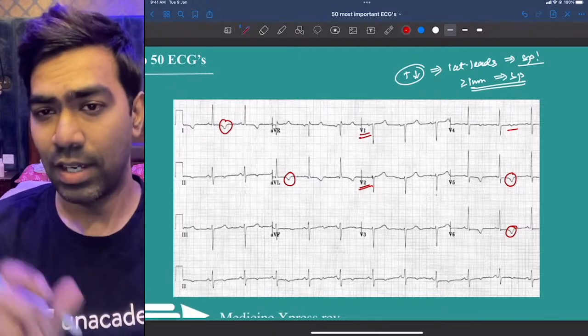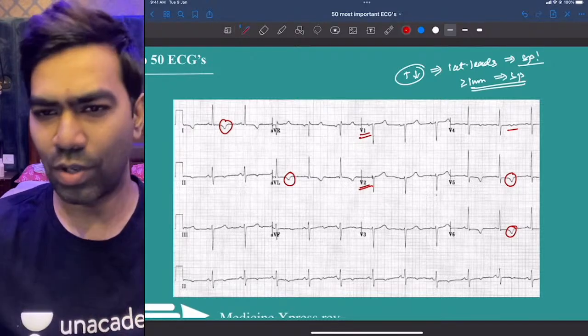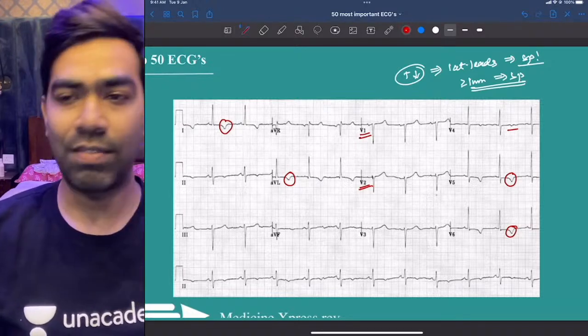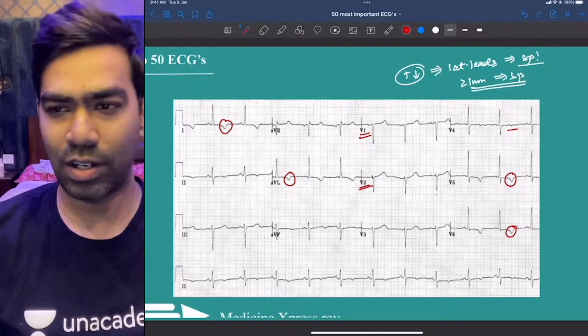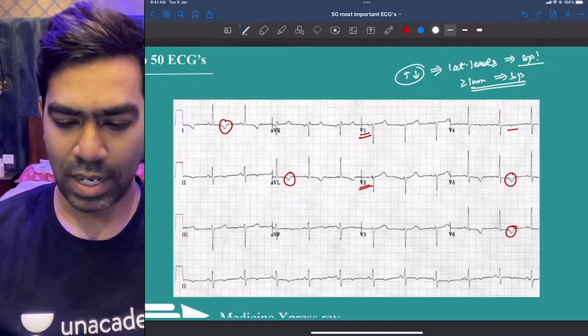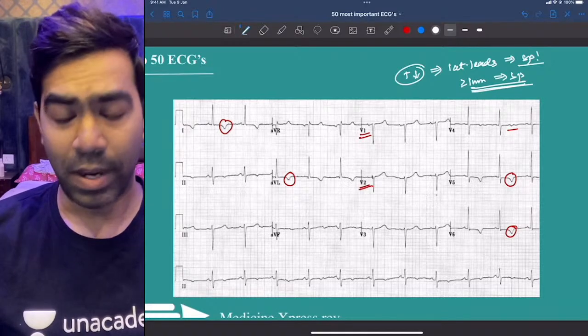Nevertheless, T wave inversions in V1, V2, at least in India up to V3, we don't consider significant unless it's very deep. But the lateral T wave inversions, especially beyond V4, like V5, V6, 1, AVL and all, are considered to be very specific for myocardial ischemia. Especially if it's more than or equal to 1 millimeter, they can be considered specific for myocardial ischemia.